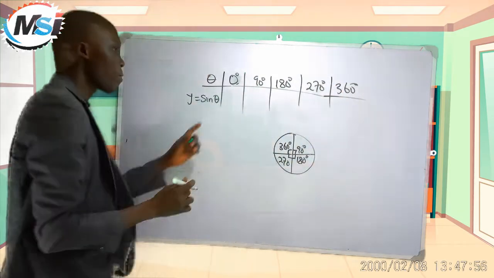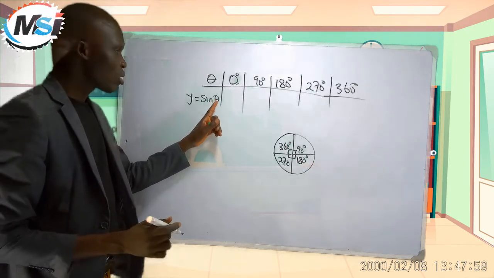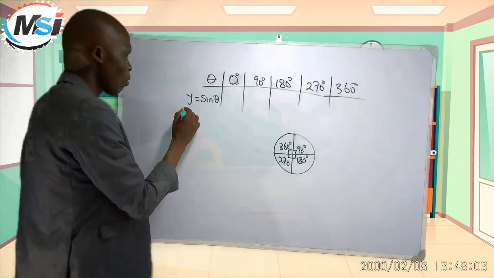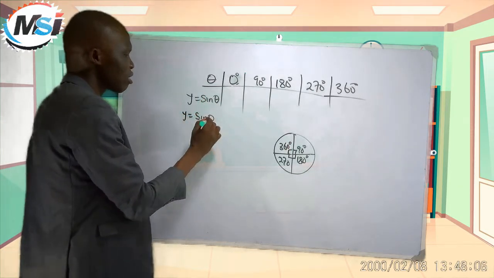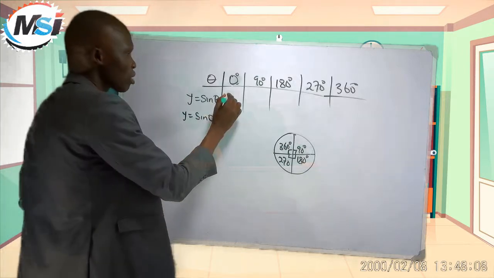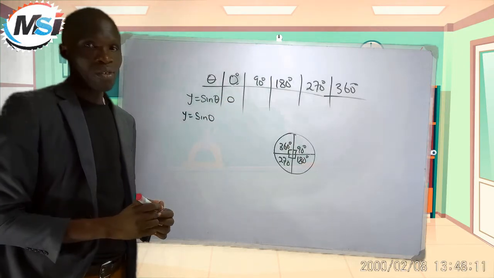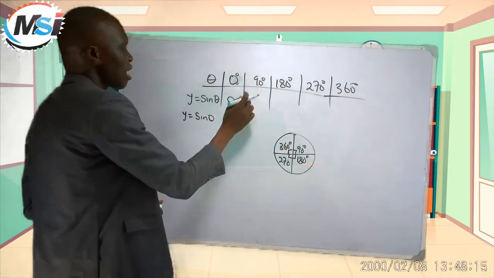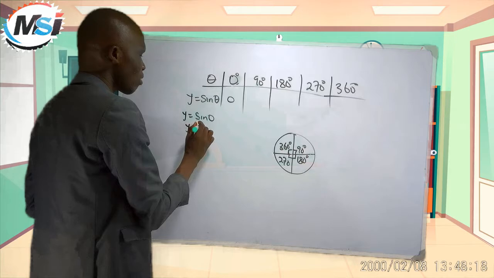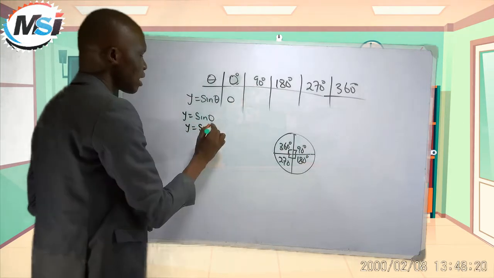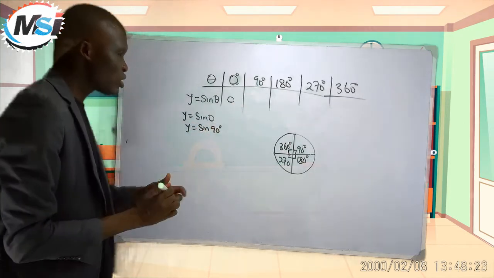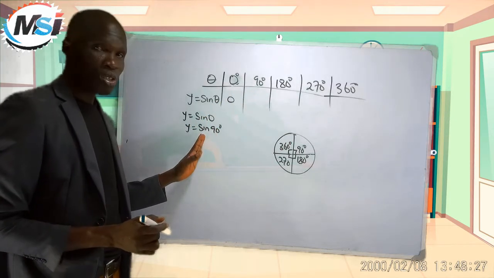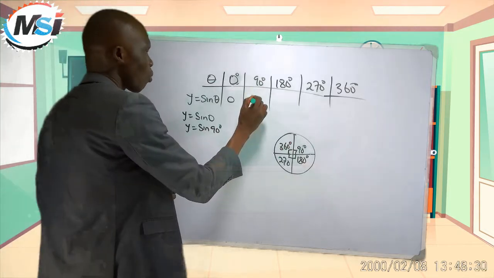Now from here, theta equals 0. So y will be what? y will be sine 0. Sine 0 will give us 0. I believe you understand that, right? Now the next thing: y will give us sine 90 degrees. You pick theta to be 90 degrees, you replace it in the equation given to you. This will give us 1.